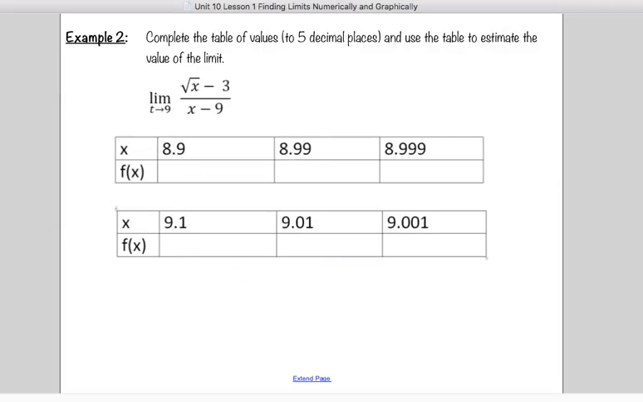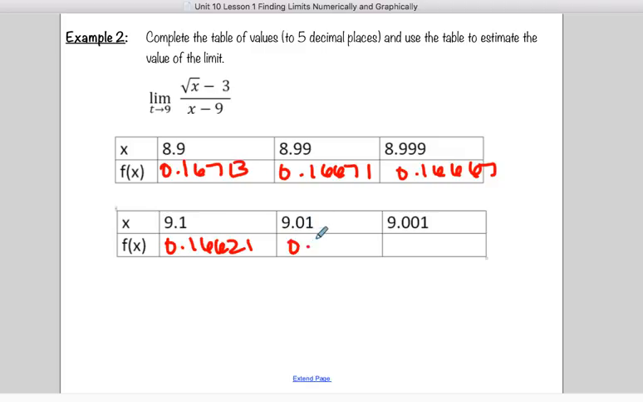So if I copied them down right before on my sheet here, this was 1.6713. Then we have 0.16671, then 0.1667, and continuing on. Hopefully you can write these down as you look at your calculator screen. I really hope you're using your calculator screen.